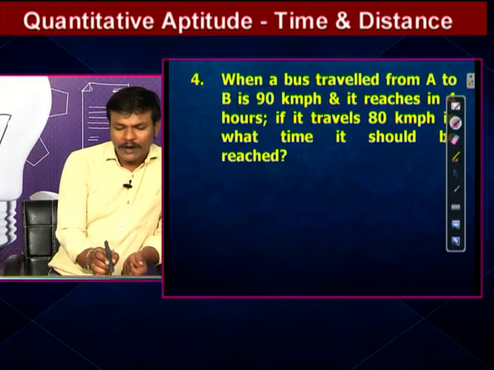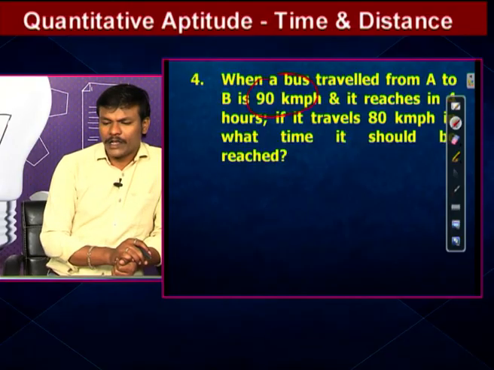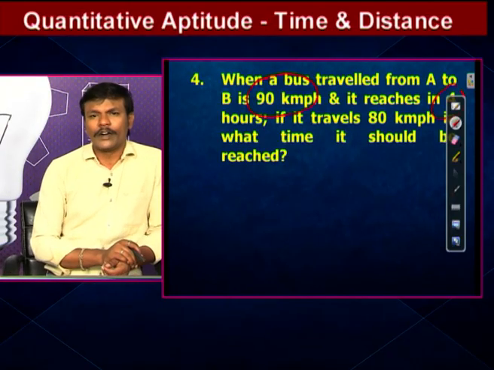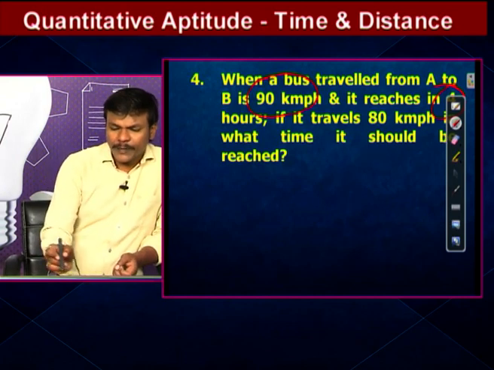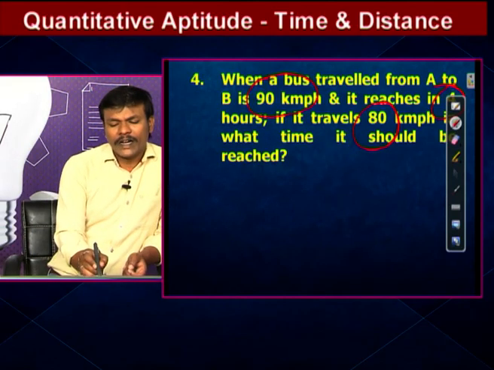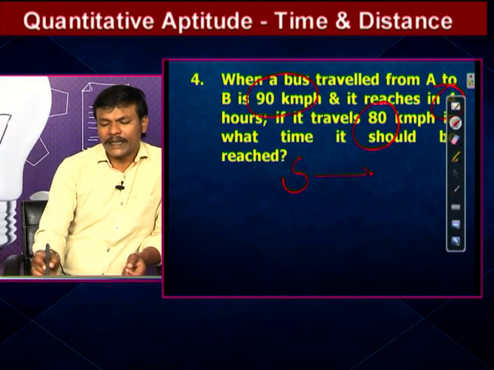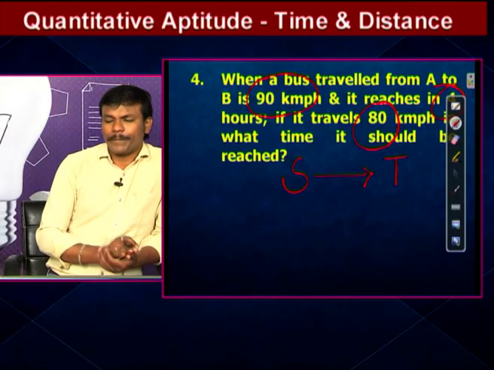Simple. We have speed 90 km per hour. For this speed it reaches in 4 hours. So 90 km per hour it reaches in 4 hours. Next speed is 80 km per hour, in what time? It is a relation between the speed and time. First you observe what is the given relation. The given relation is speed to time.